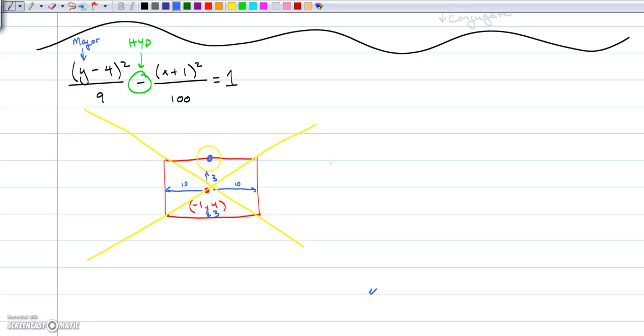The first vertex is 3 points higher than (-1, 4), which means it's at (-1, 7). This point is 3 points lower, so it's (-1, 1). I know that my hyperbola is up and down because it started off in the y coordinate. This is what it looks like. I think I said the word parabola instead of hyperbola a second ago. Not a huge deal. You knew what I meant.